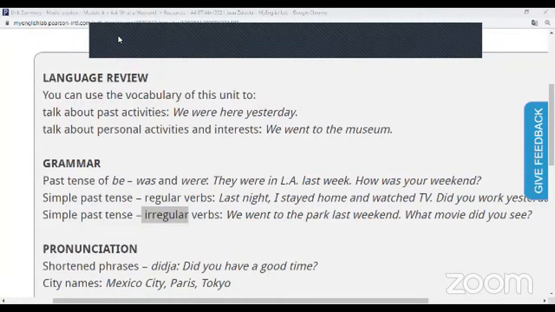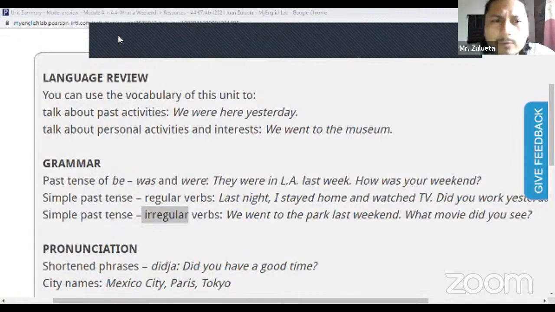Okay, sorry. Yes, thank you very much. So going back to our unit summary, we already know that we are going to learn and familiarize with the simple past. And we now know that there are two different groups of verbs, regular and irregular.